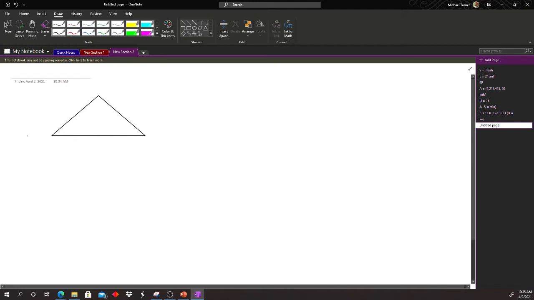So let's say we have triangle ABC. Each of the sides opposite we're going to refer to with the lowercase letters: lowercase a, lowercase b, and lowercase c. Now the law of sines is that there is a proportion between a side length and the sine of the angle opposite that side. So a over sine A is equal to b over sine B is equal to c over sine C.